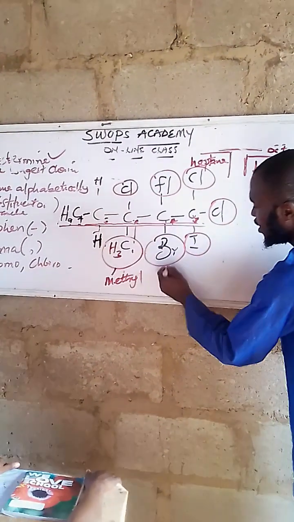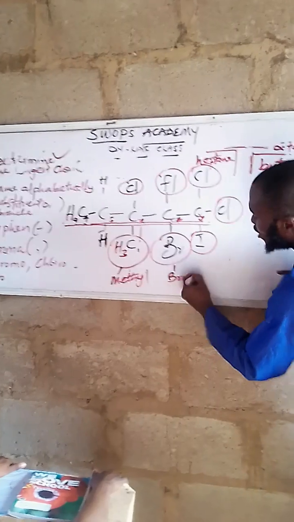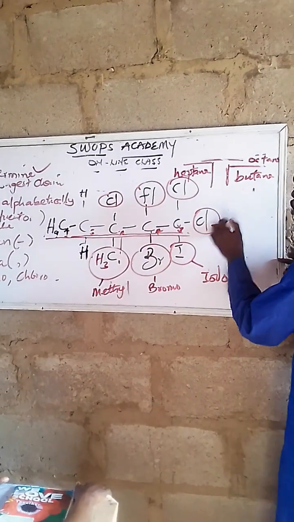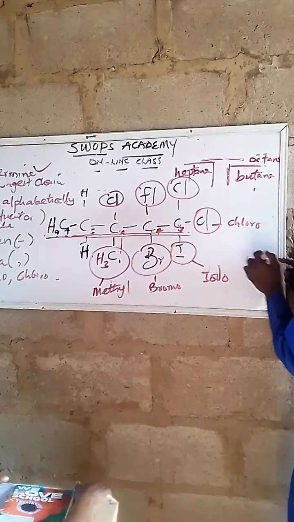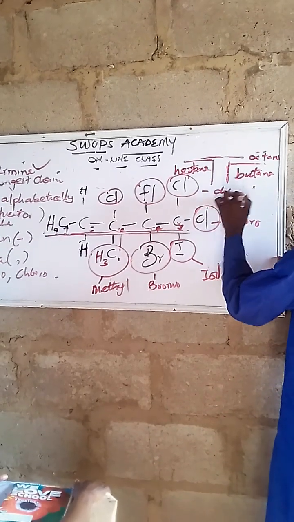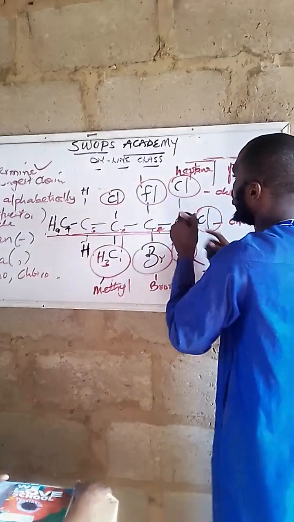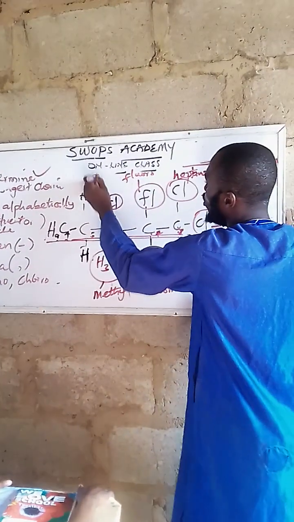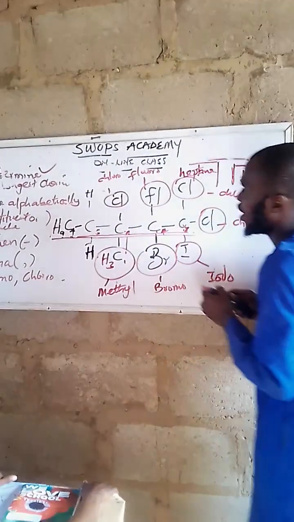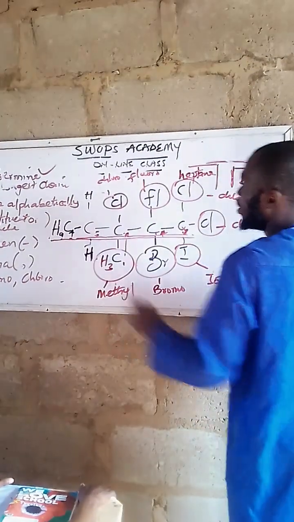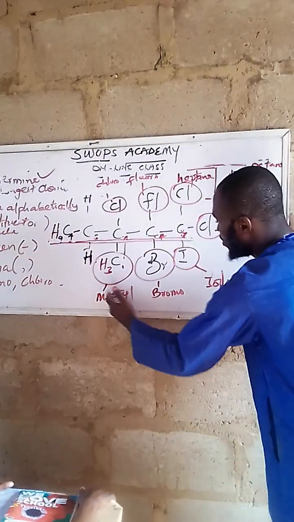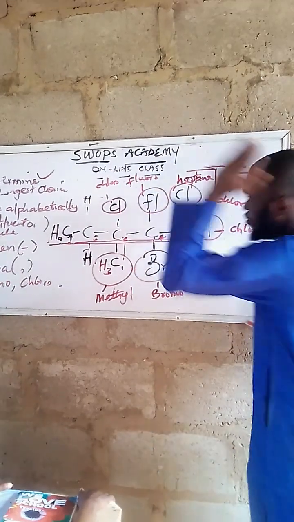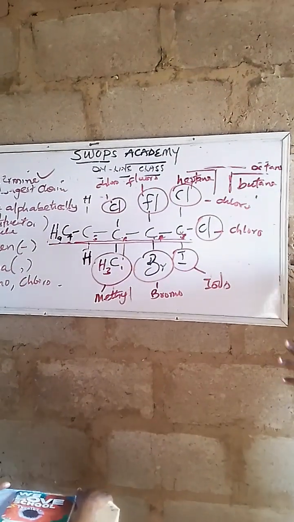How many substituents do we have here now? 1. Then this is bromo. You don't call it bromine again, you call it bromo. You call this iodo. What follows? You call this chloro. This is also chloro. Are we together? This is also fluoro. This is also chloro. Now how many substituents are we having? 1, 2, 3, 4, 5, 6, 7. We have 7 substituents.